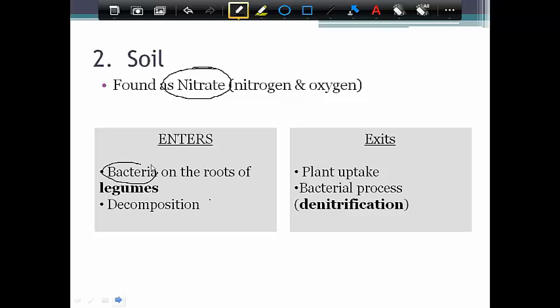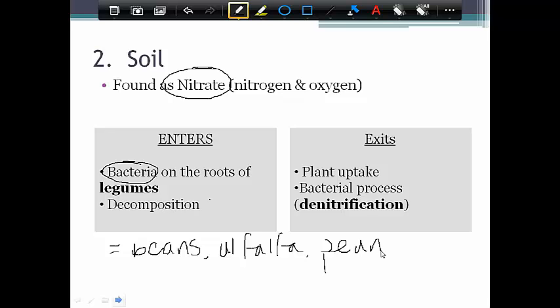There are bacteria on the roots of a special plant called a legume. Legumes are plants like beans, so like soybeans, alfalfa, peanuts, and actually there are some trees. For example, there's a tree called an alder that can do this. These are all legumes. Again, it's the bacteria on the roots of these legumes that can actually take the nitrogen out of the air and put it into the soil. So that's a pretty important role that they play.